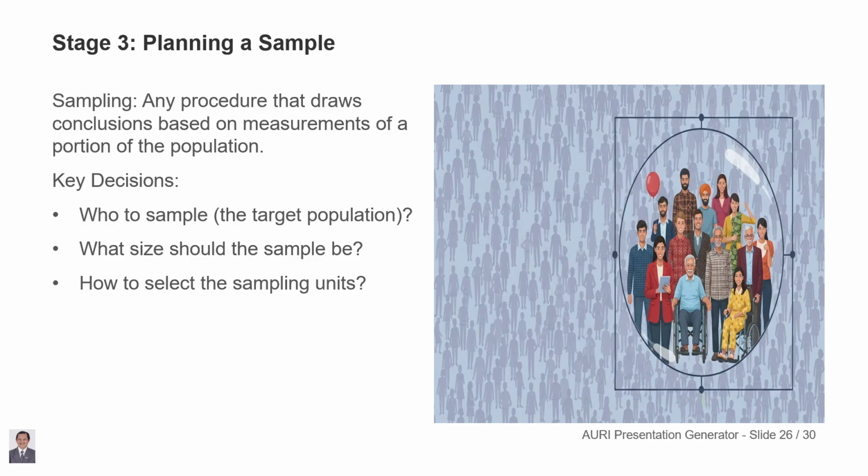When planning a sample for any research study, 3 crucial decisions must be addressed to ensure the findings are sound and representative. First, we must precisely define who we intend to sample from. This group is our target population, setting the study's boundaries. Second, an important statistical consideration is determining what size the sample should be. This ensures sufficient statistical power and reliable generalizable results. Third, we must carefully decide how we will select individual sampling units from our target population. This involves using appropriate sampling methods to ensure the chosen sample is truly representative and minimizes bias.